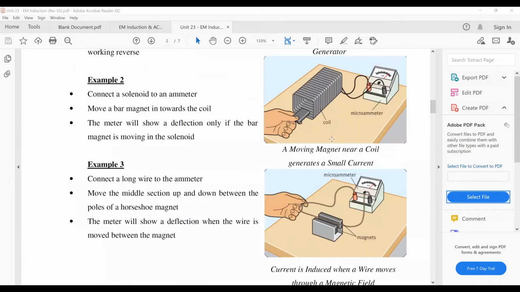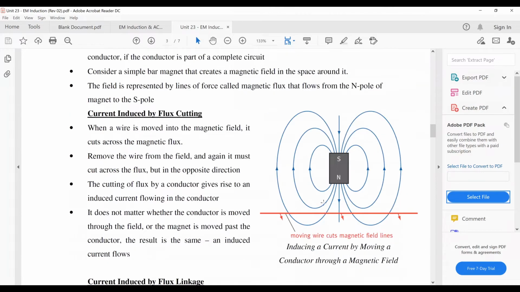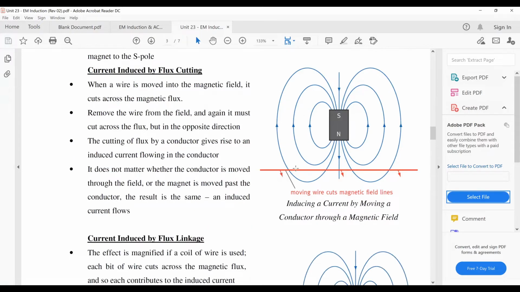I will base this on the example of your third example here, where you have a bar magnet and your wire. Now, you will know that your bar magnet has a magnetic field, and the magnetic field is represented by field lines called magnetic flux. If you have a conductor moving in and out of the magnetic field, what you're actually doing is cutting the magnetic flux, okay? So you cut the magnetic flux, you're going to generate a current, you're going to generate a voltage.